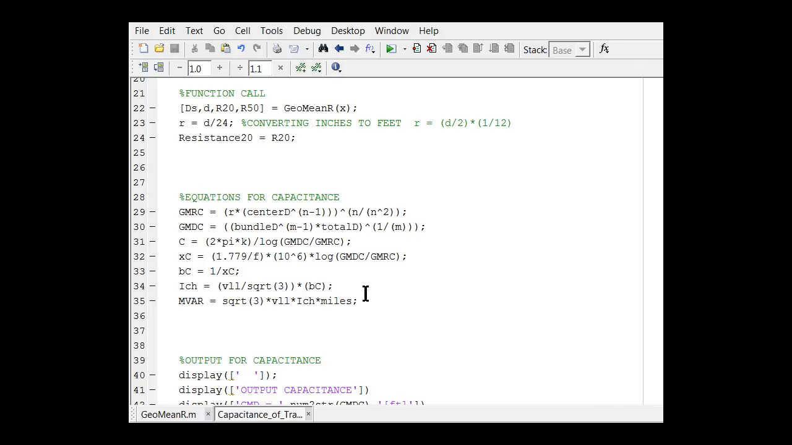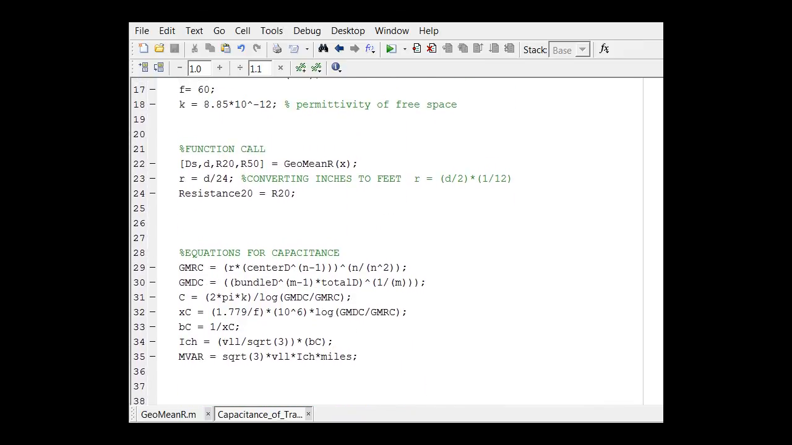And here we also have our reactive power, which we did not mention in the equations, but it is the square root of 3 times the voltage from line to line times our charging current times the length of our transmission line, which is an output of our program. Now, let's see how our program works.